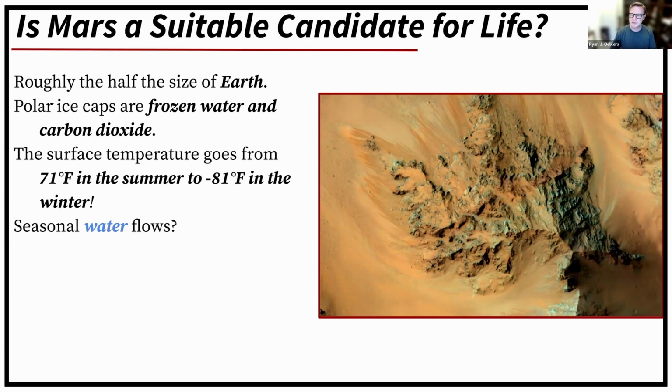So as we've looked at images of mountain ranges, like here on the right, you'll notice that there are these kind of like fingers coming down the mountain. And it is possible that that is water that is freezing on the top of the mountain, and then it's rolling down. And as the seasonal cycles go, ice freezes and melts. And if that's the case, then there could be liquid water existing on the planet. And if that's true, then it could possibly be a suitable candidate for life.